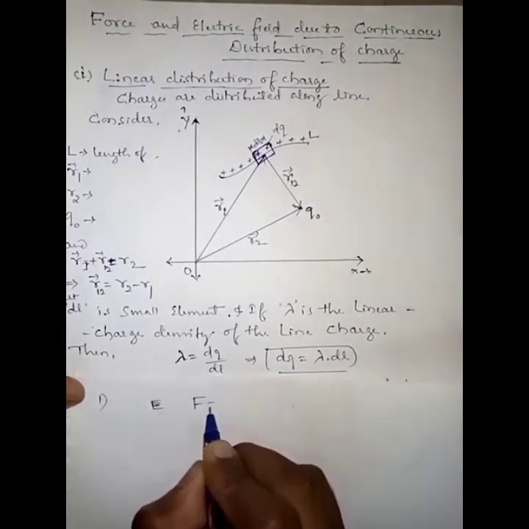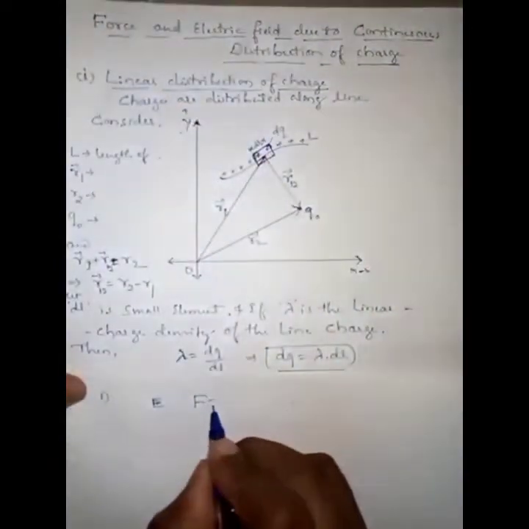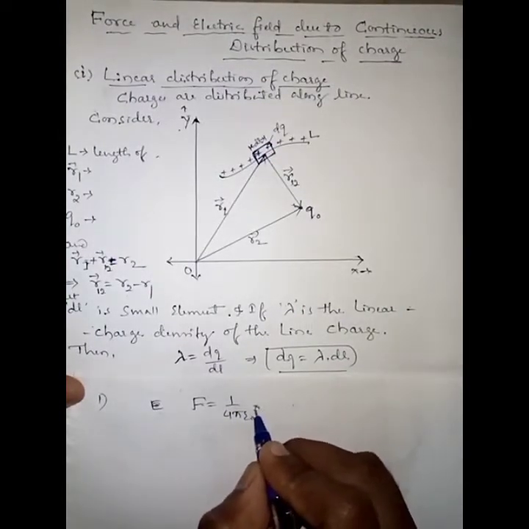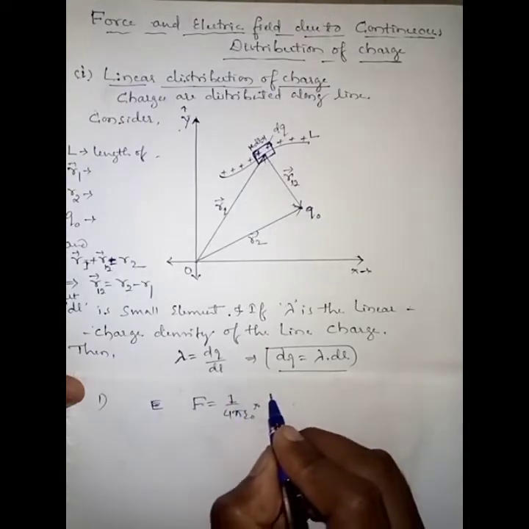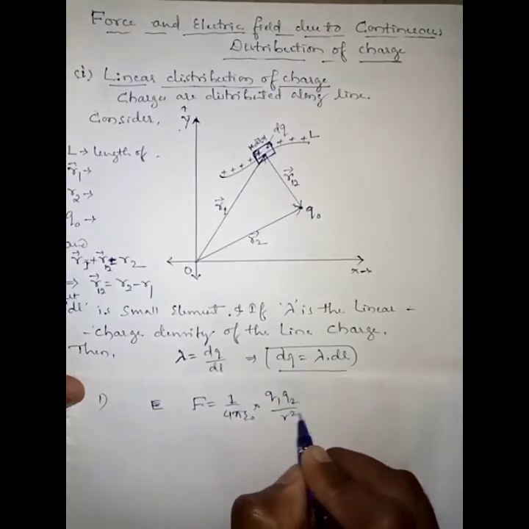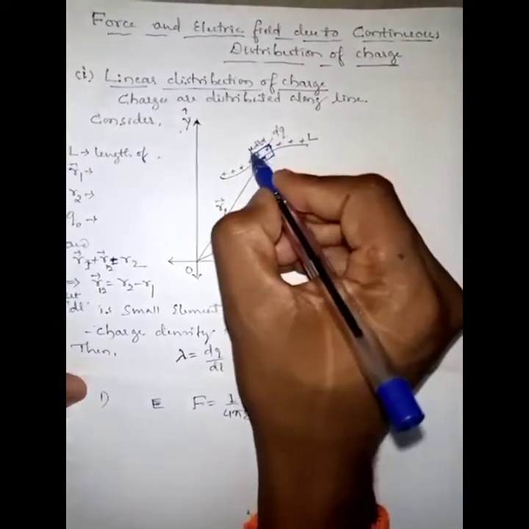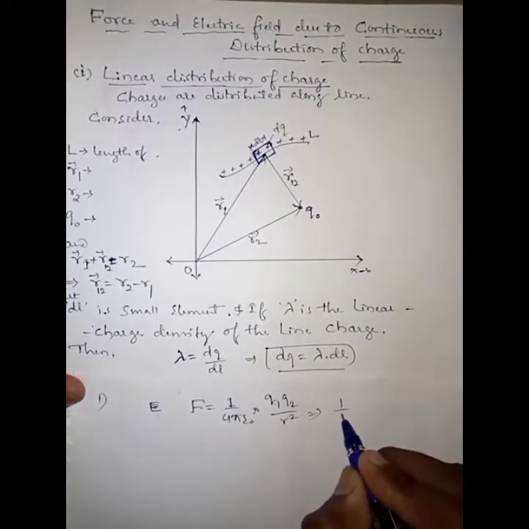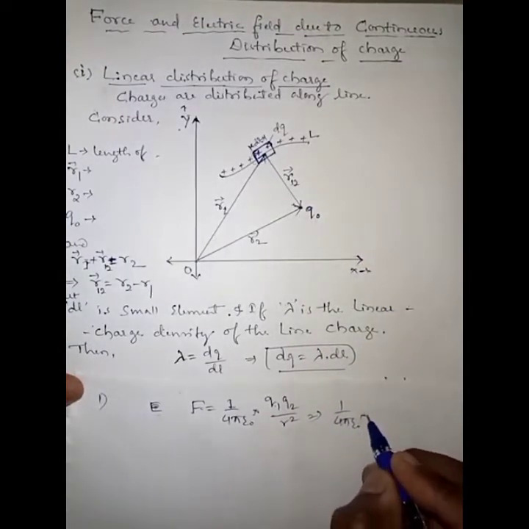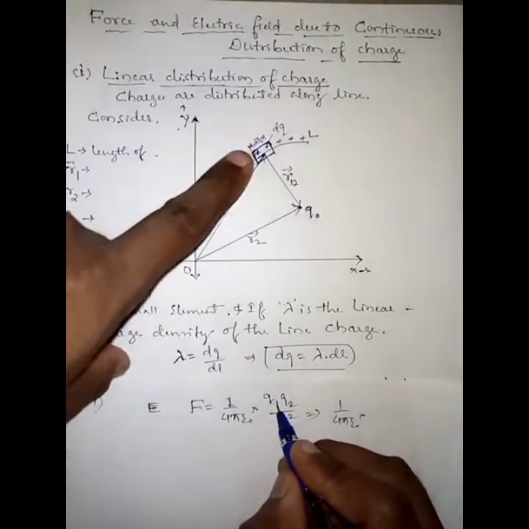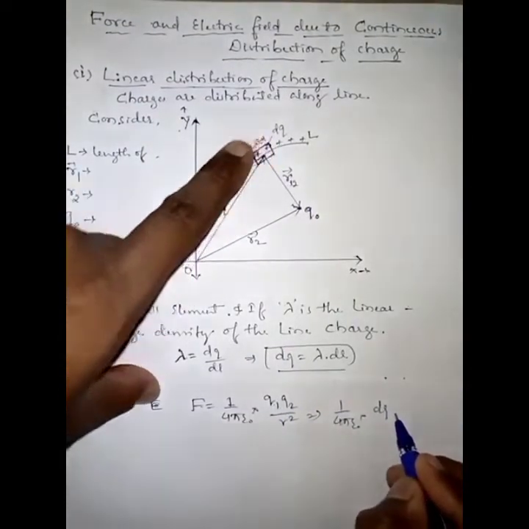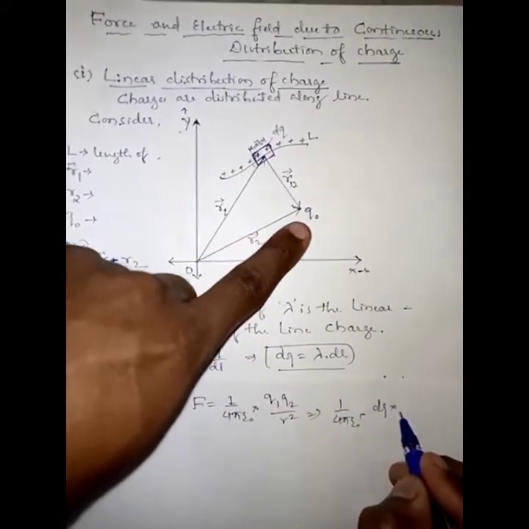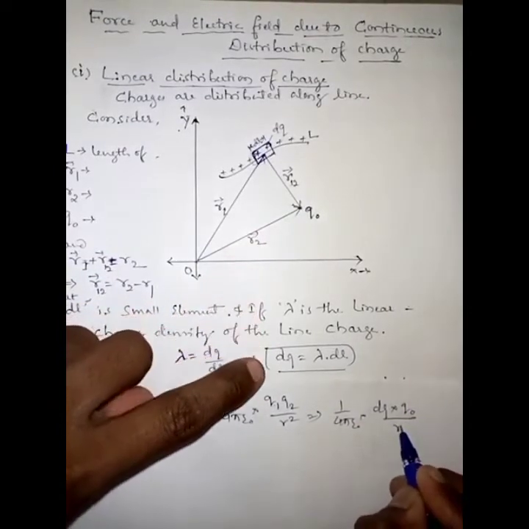First, we take the force. The force is equal to 1 by 4 pi epsilon naught q1 q2 divided by r square. What is q1 here? dq is q1. What is q2? q0 is q2, which implies 1 by 4 pi epsilon naught dq into q0 divided by r square.